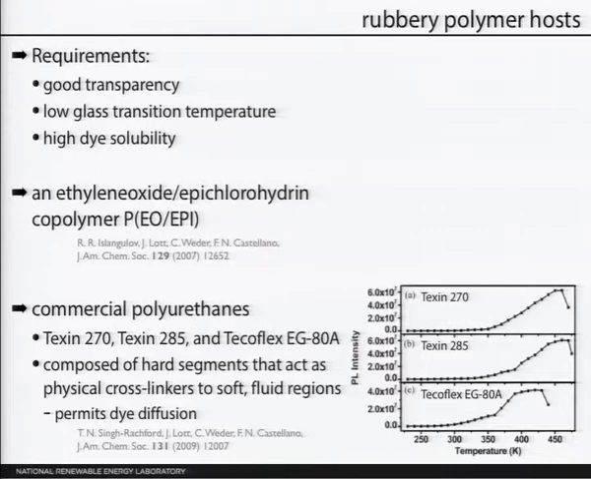My collaborators then extended the technique to some other low glass transition temperature polymers. These include several commercial polyurethanes, which we can think of as being composed of hard segments that act like physical cross-linkers to soft fluid regions. These soft fluid regions actually allow the dye diffusion, so they allow the interaction of the chromophores. And what we can see in the three polyurethanes is that as you increase the temperature, the upconversion PL intensity increases dramatically, and this is essentially due to enhanced diffusion inside the system.